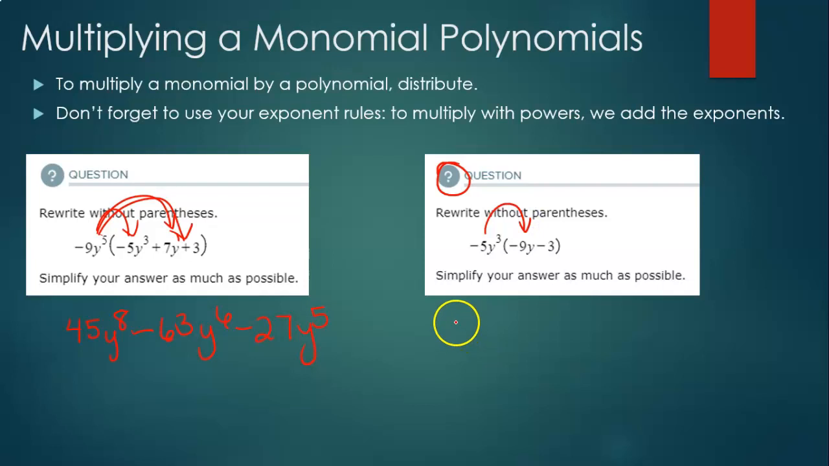You pause the video and try this one on your own. You should have distributed here. This becomes positive 45 y to the 4th. Negative 5 times negative 3 is positive 15, and we just bring down the y to the 3rd. And that's it.